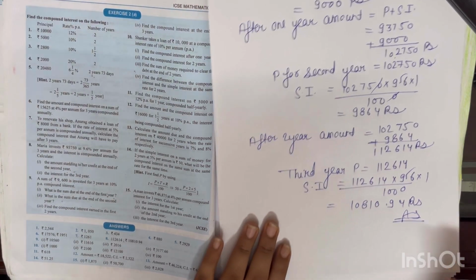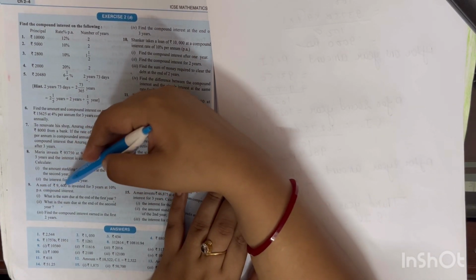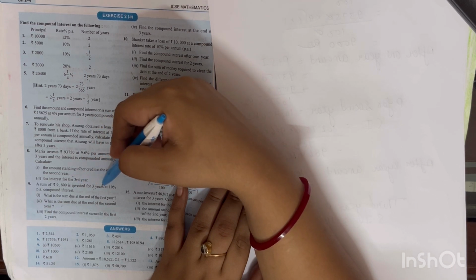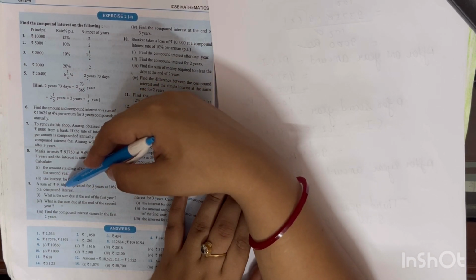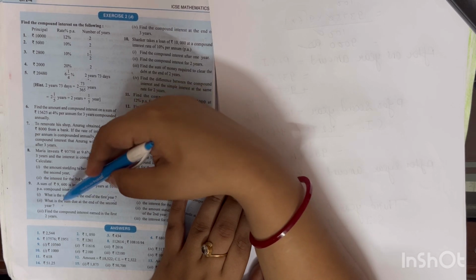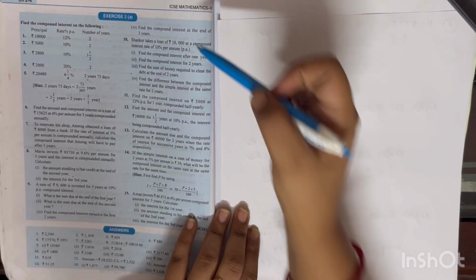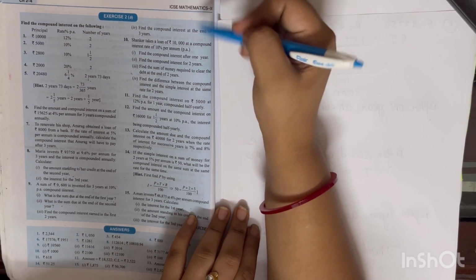Now question number 9. You are given a sum of rupees 9600 invested for 3 years at 10% per annum compounded annually. You have to find out the sum due at the end of first year and the sum due at the end of second year, and find the compound interest earned in the second year. Find the compound interest at the end of third year. Question number 9.